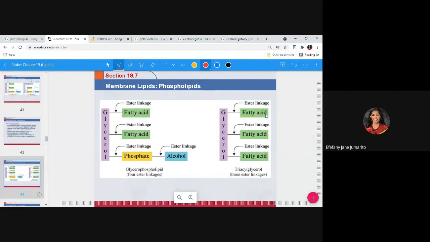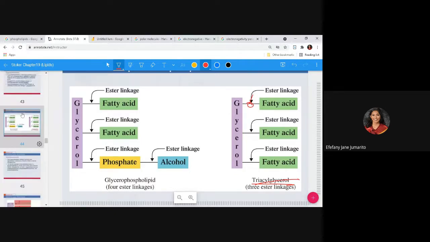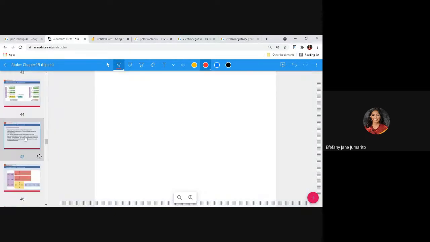Triacylglycerol, we have three ester linkages. Then we have glycerophospholipid, we have four ester linkages. Okay, that one.